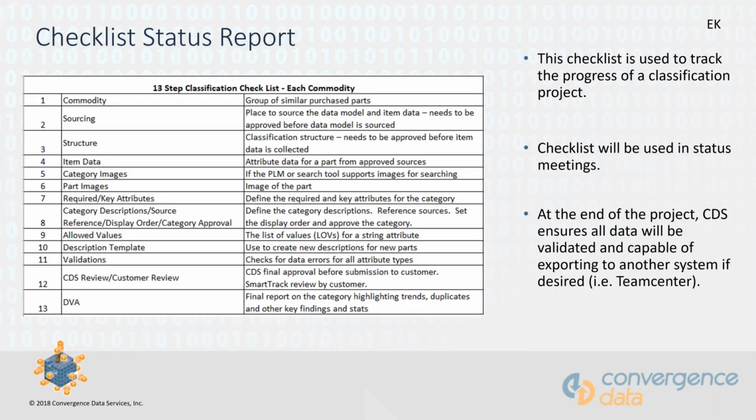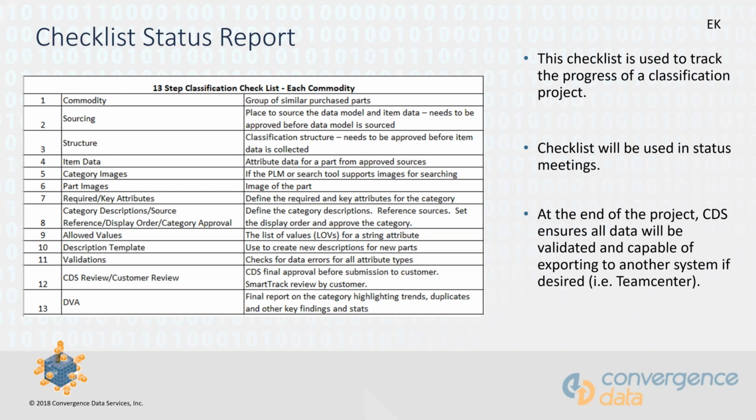So this is a 13-step classification checklist, and this is what we like to use on our projects as we kick off a project with our data services team. There's a few important things to note here. This is an all-inclusive list, but I'll note a few of them just for the purposes of not getting into too much detail. The first item here would be we typically like to work out of a group of similar purchase parts, working by commodity groups. Helps us work a little more efficiently and productively.